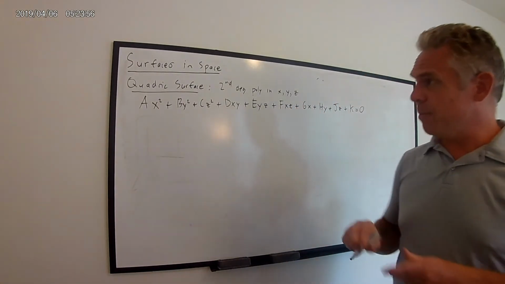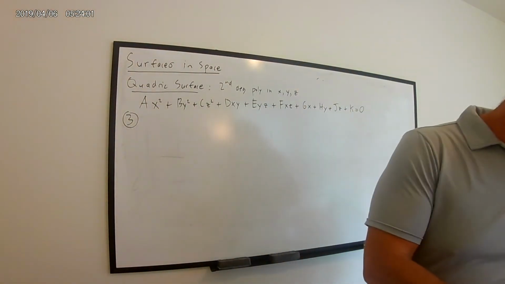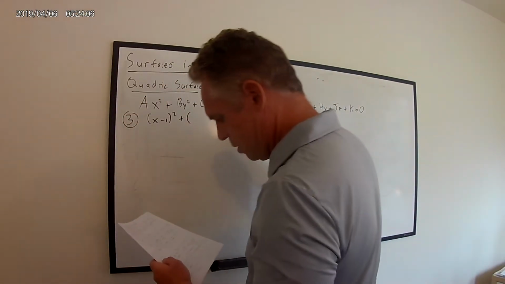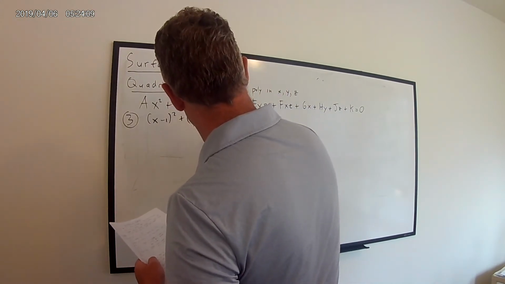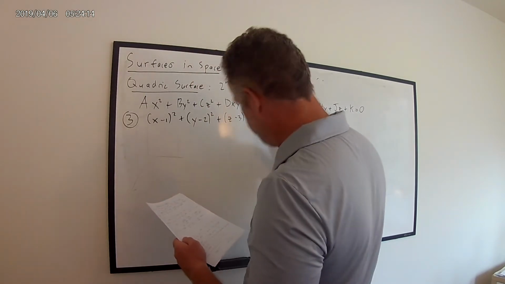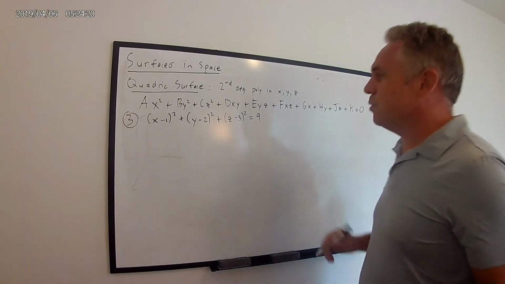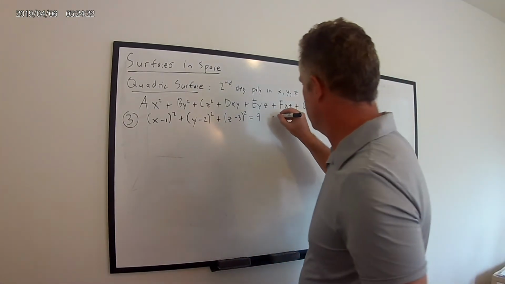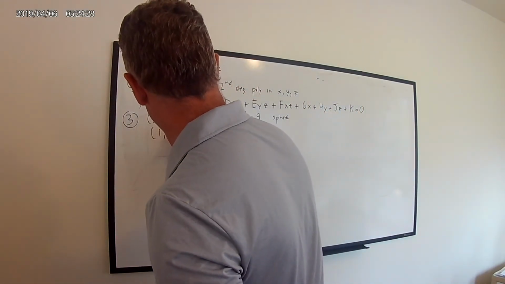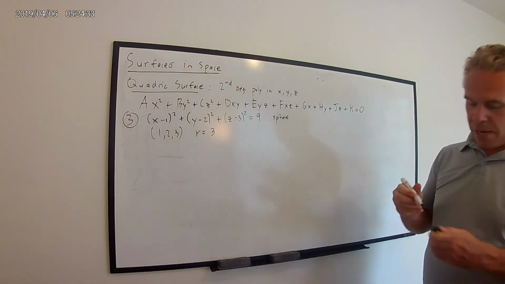Let's consider some other examples of quadratic surfaces. So I think we're on example 3. And so let's do this guy: x minus 1 squared plus y minus 2 squared plus z minus 3 squared equals 9. Does anyone know what this is? Well, this is obviously a sphere in 3 space. It has a center of 1, 2, and 3, and it has a radius of 3. So this is another type of surface we might encounter.